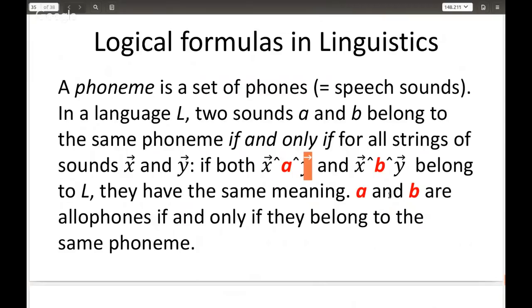But we say that A and B are allophones. That's what we're trying to say here, allophones. That means you can switch these sounds, whatever these sounds represent, in that one word or two words, and it will not change the meaning of the word.